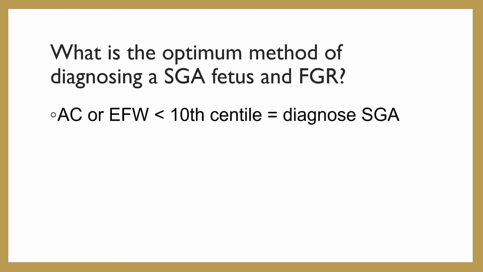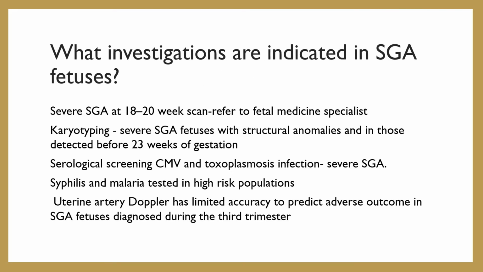So what is the optimum method of diagnosing an SGA infant and fetal growth restriction? That's abdominal circumference or estimated fetal weight of less than 10th centile. What investigations are indicated when there is SGA? So severe SGA at 18 to 20 weeks, that means you should refer the patient to a fetal medicine specialist.